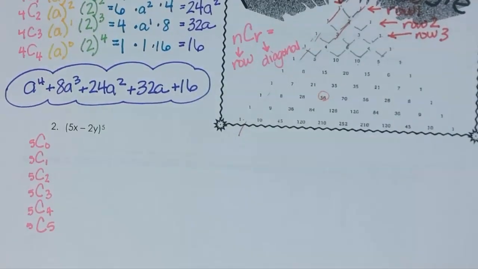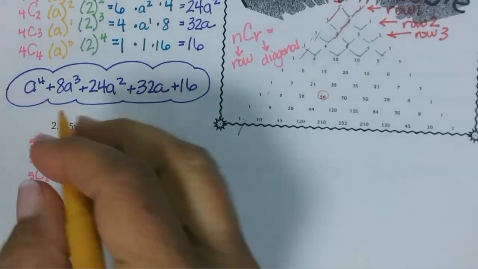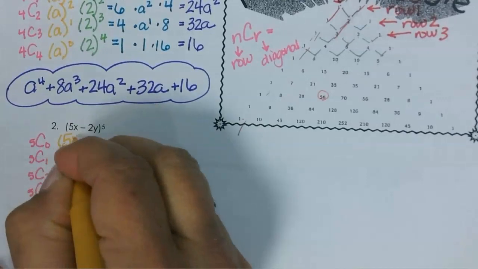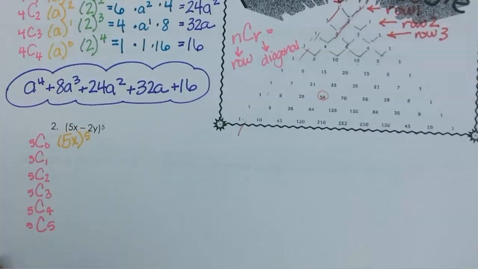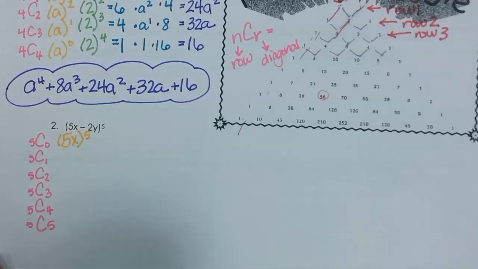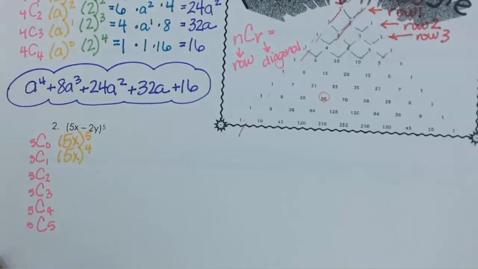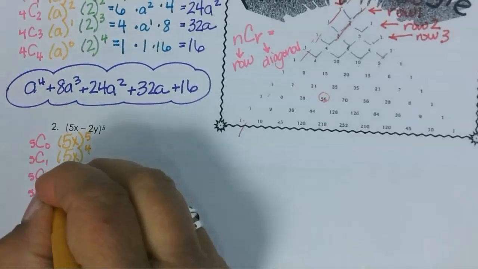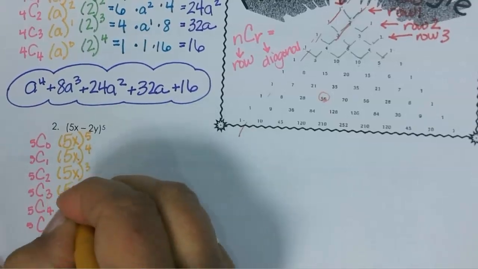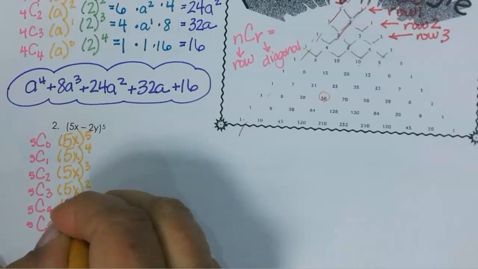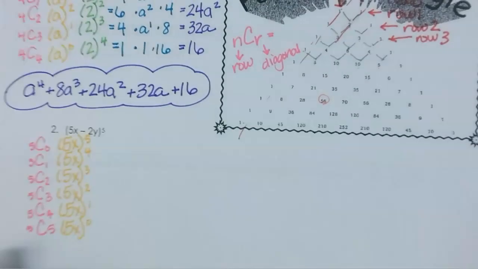Okay. Now we take the first term in the binomial, which is 5x, and we start by raising that to the 5th power, since that's n. And then we'll decrease the exponent. So we have 5x to the 4th, 5x to the 3rd, 5x squared, 5x to the 1st, and 5x to the 0.